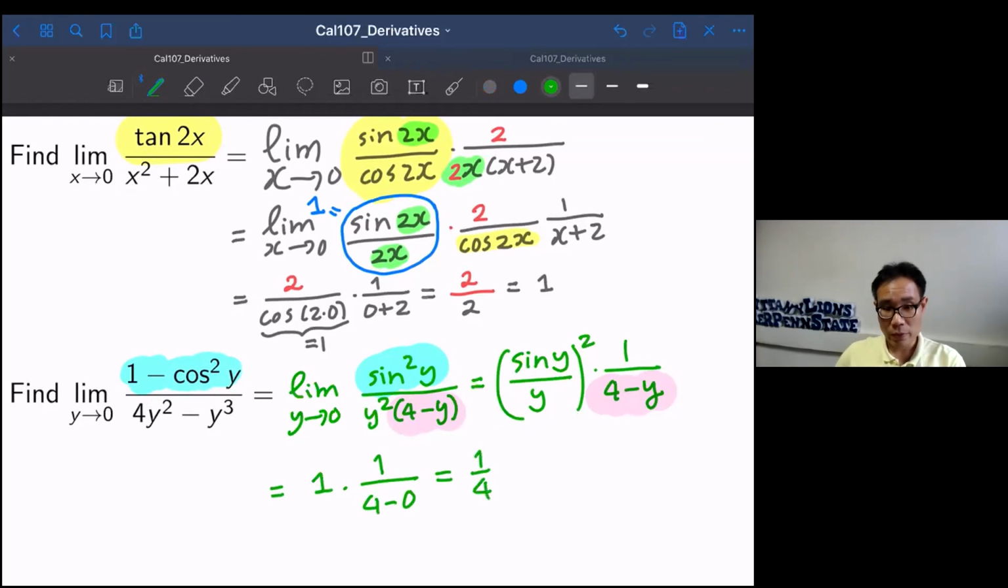So this is another limit that is quite simple. The trick that I would like to teach you here is that you have to be able to see this as this. That is the trick that I want to present to you in this example.